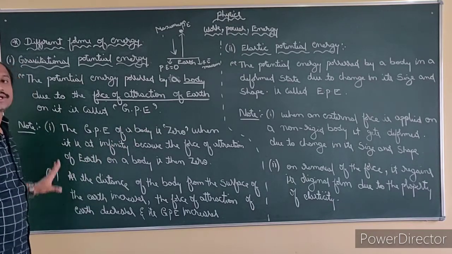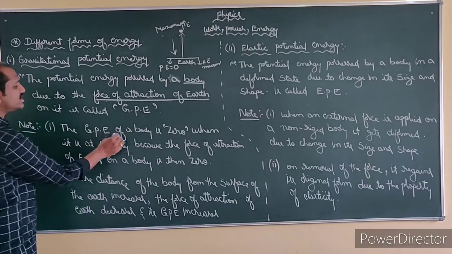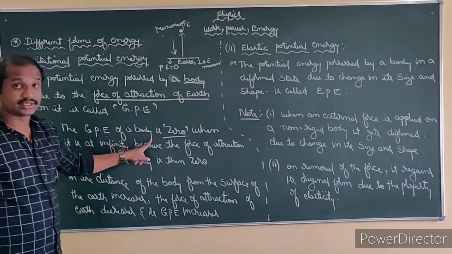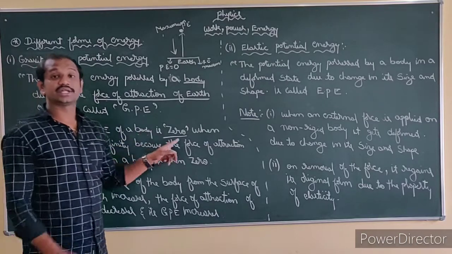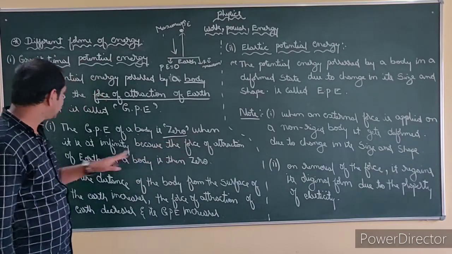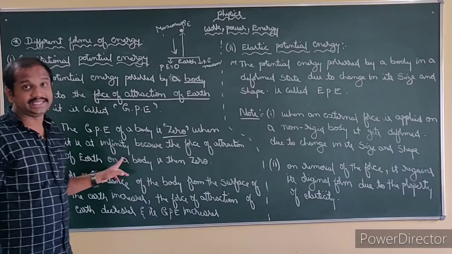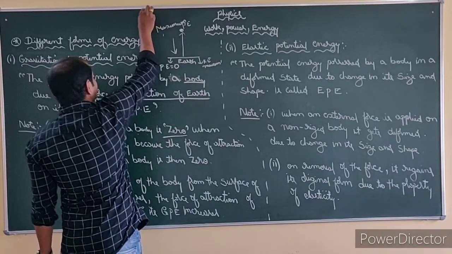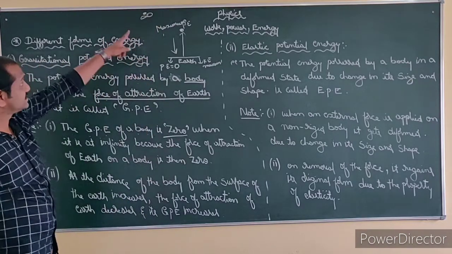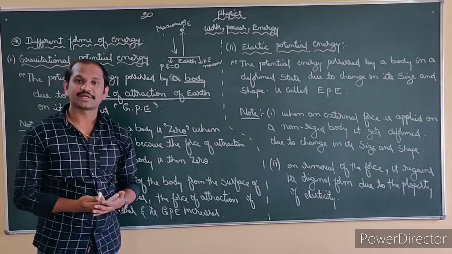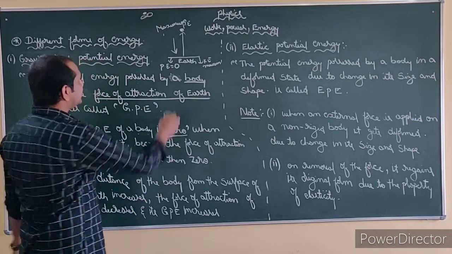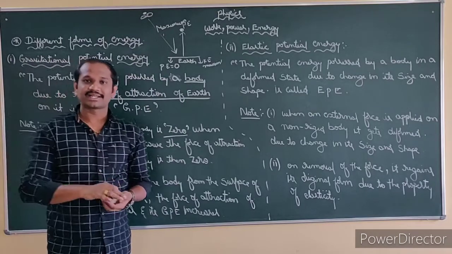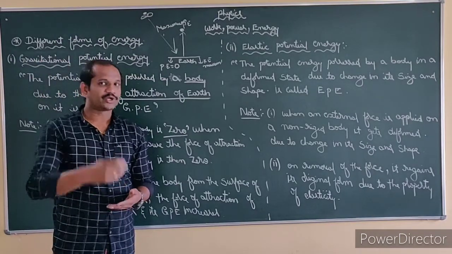So, two important notes I have taken. The gravitational potential energy of a body is zero. When they ask you a question in ICSE, when is the gravitational potential energy of a body zero? When it is at infinity. If Earth is here, and somewhere there is an infinite place, if the body is there, its gravitational potential energy is zero, because there will be no gravitational force there.